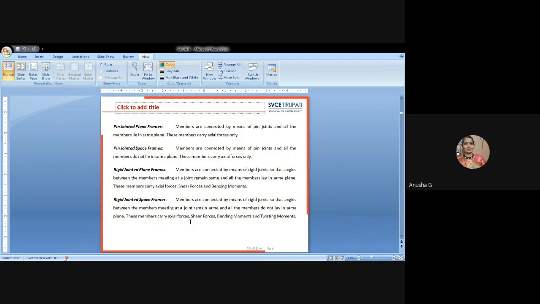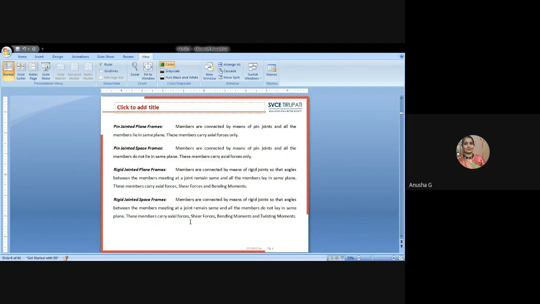What are pin jointed plane frames? Here you can observe the members are connected by means of pin joints, and all the members lie in one plane, the same plane. These members carry axial forces only. Pin jointed space frames and plane frames both carry only axial forces, but here the members are joined in the same plane, which is known as a pin jointed plane frame.